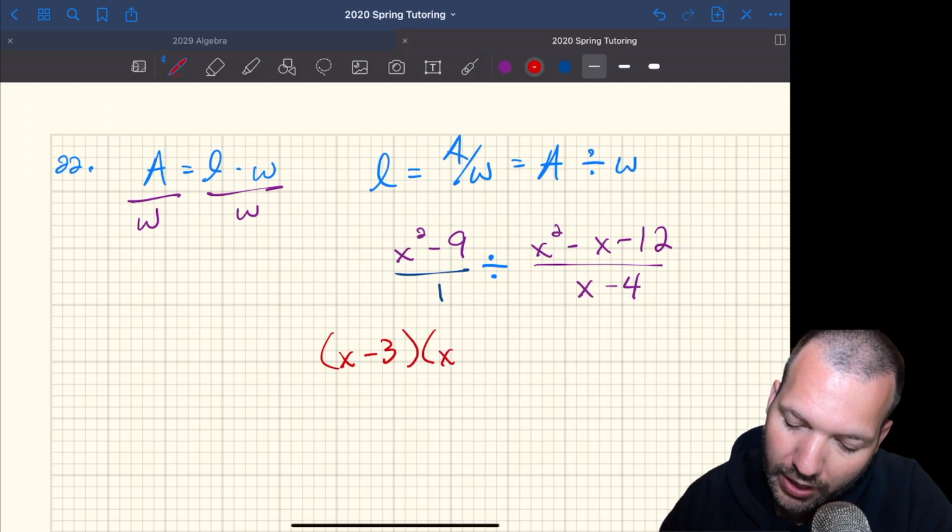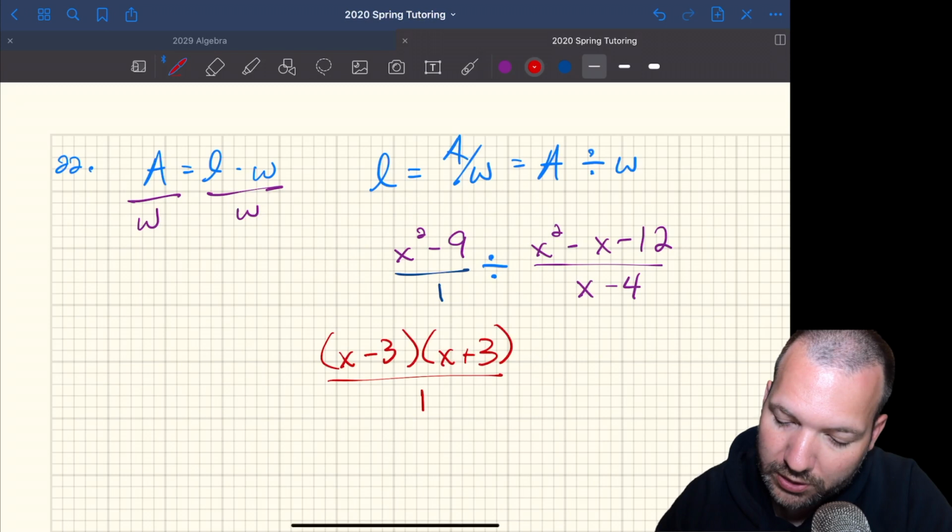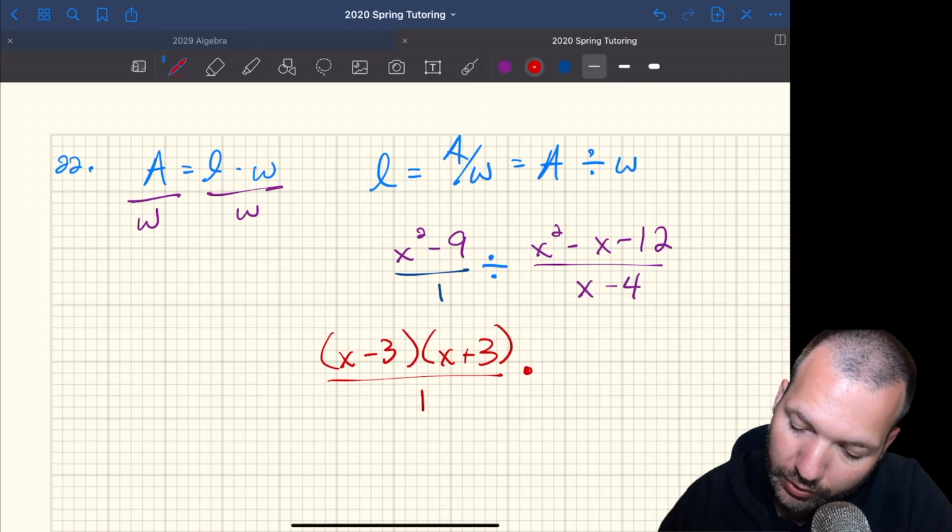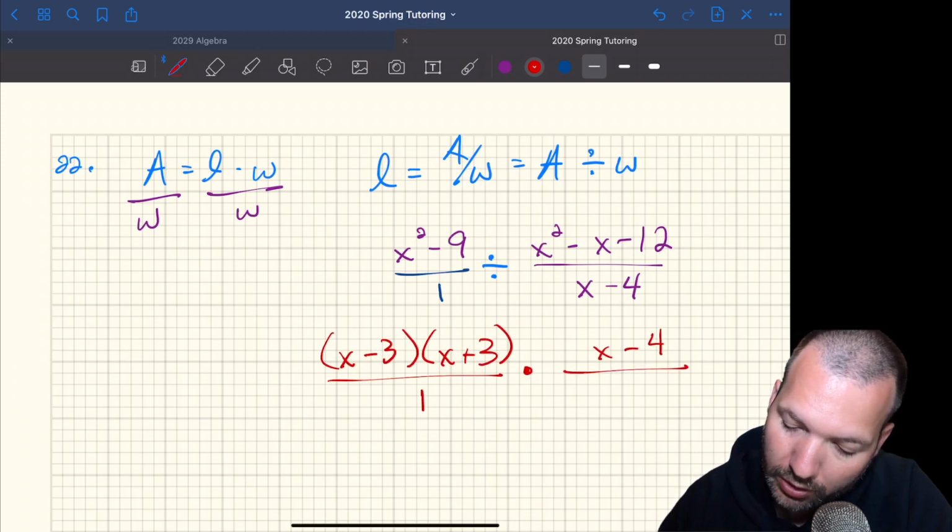You should be getting tired of me saying that. I hope it is familiar to you. x minus 3, x plus 3, switch, right? Let's go ahead and turn that into multiplication and flip. And x minus 4 goes on top here. And then that factors x squared minus x minus 12 as x minus 4, x plus 3.